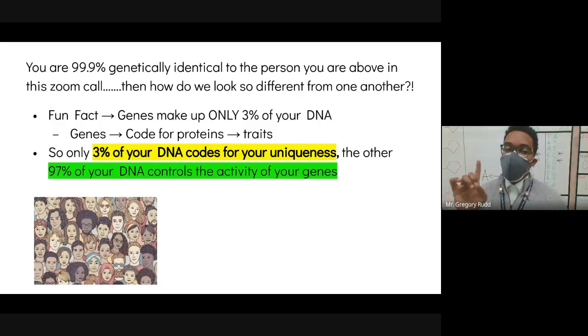So that 0.1% of difference is what accounts for all of the variation we see in skin color, hair texture, height, allergies, personality traits. It's only covered by 0.1% of our DNA. Now, there is another fun fact that says genes make up only 3% of your DNA. That's true. We're going to talk a lot about that.